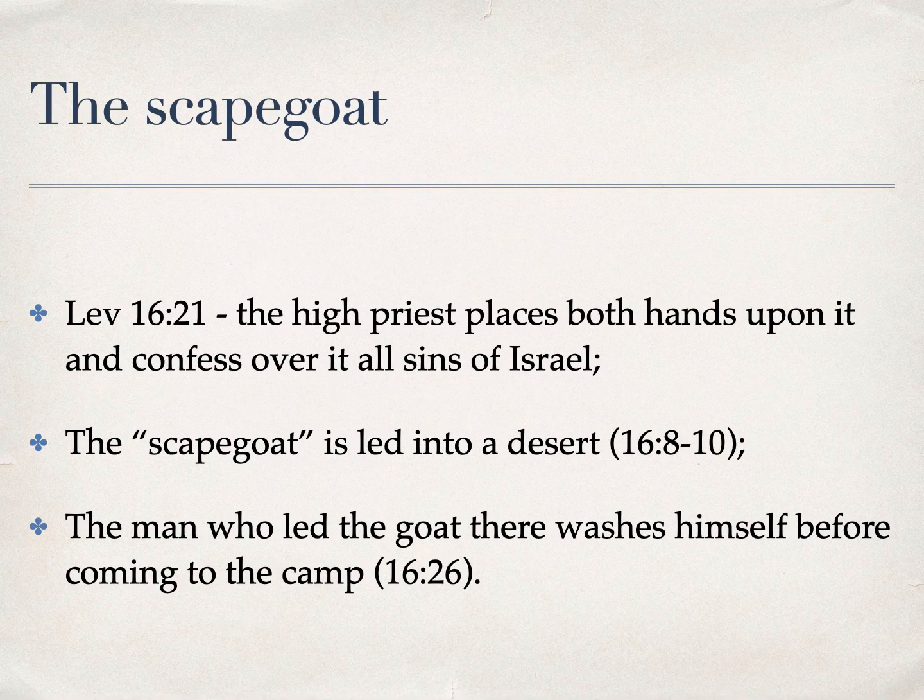The second part of the ritual is sending away the scapegoat. The high priest places both hands upon this animal and confesses over it all the sins of Israel. Then the scapegoat is led into a desert and set free there. The man who led that goat there washes himself before coming to the camp.